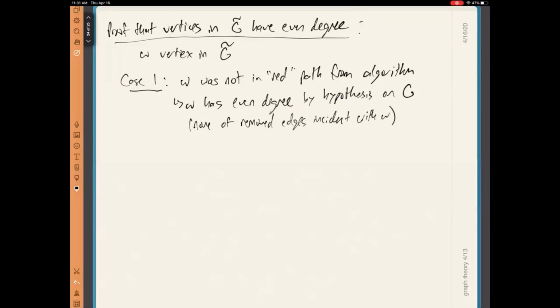Right? And so this case is okay, right? So all of these vertices still have even degree because we haven't changed any of the edges that connect to them.